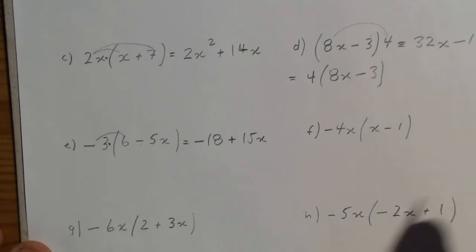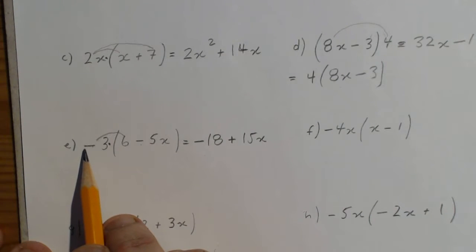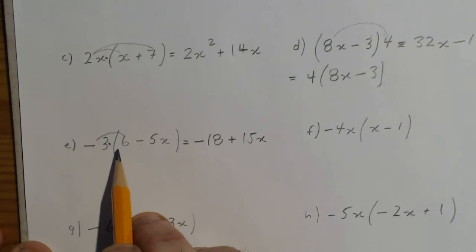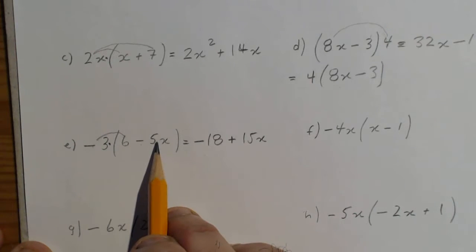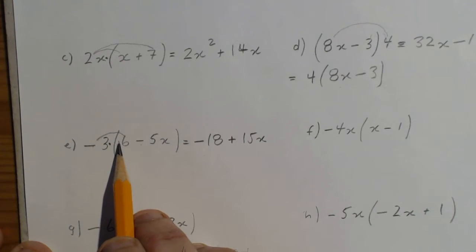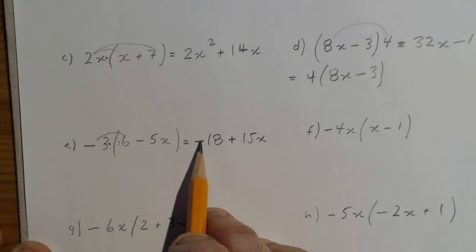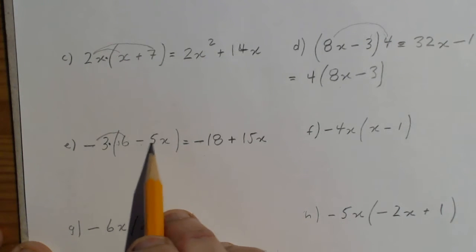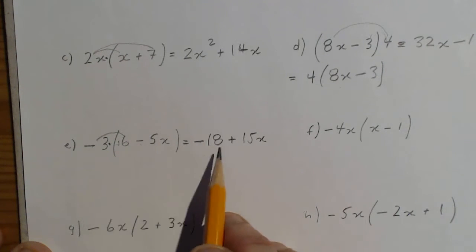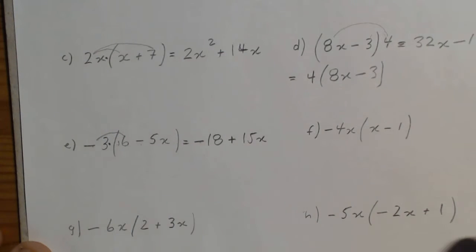Now you'll notice there, this negative outside the bracket changed the sign of every term inside the bracket here. So this 6 there was positive, it became negative there. And this here, this 5 was negative, and of course the result there was positive.